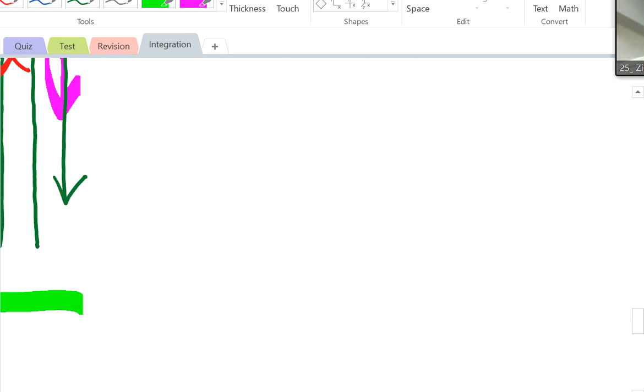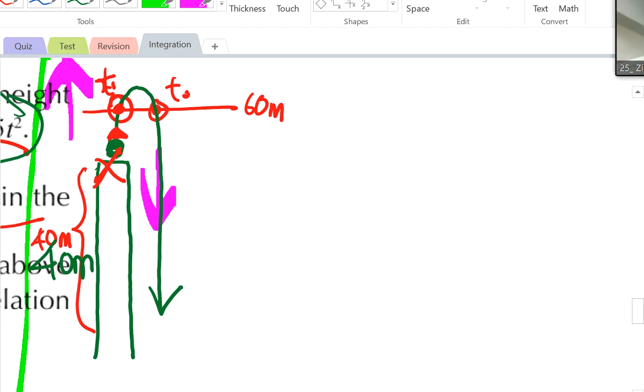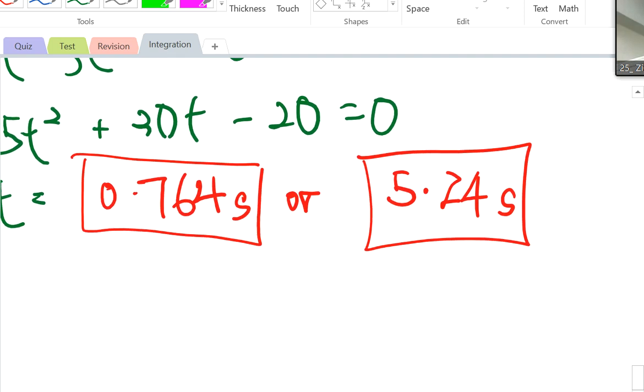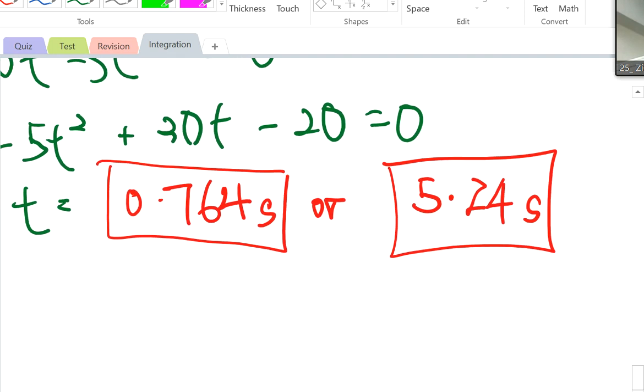If you look at my picture, the smaller one is t2? Are you sure? Yes, t1. The smaller one is t1, the bigger one is t2. Why? Okay, I'm going to draw here.